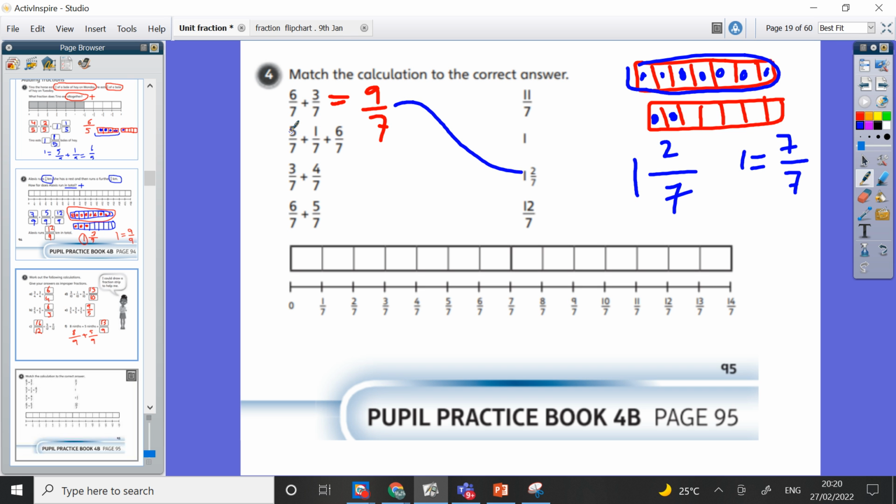The numerators are 5, 1, and 6. That will be equal to 12 out of 7. 3 plus 4 is 7 out of 7. 7 out of 7 equals what? The same numerator and denominator will be equal to 1. 6 plus 5, obviously it's 11 over 7. Hope you understand.